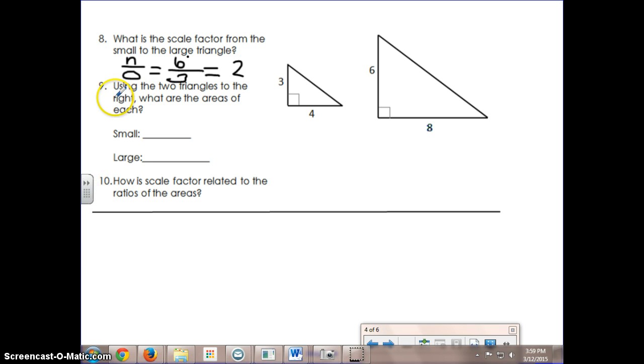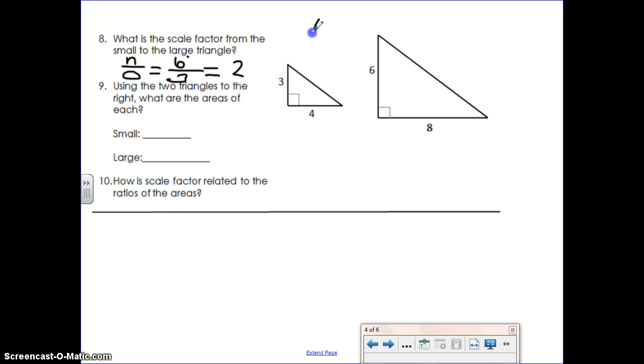Question 9 asks, using the two triangles to the right, what are the areas of each? Remember, for area of a triangle, it's not length times width anymore. It's base times height divided by 2. So base times height are always the two sides that form a right angle, divided by 2. Pause the video, try this one, and then play it to see how close you were.